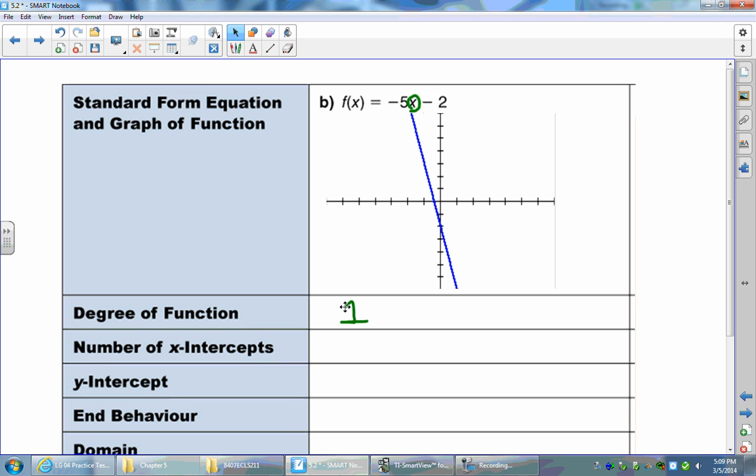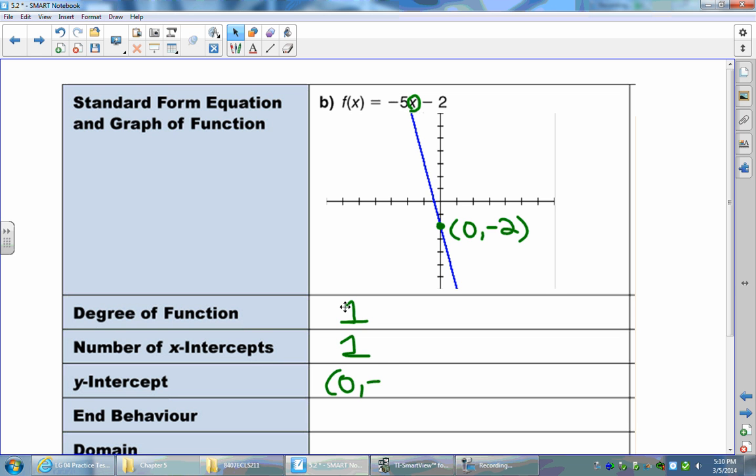Now the number of x-intercepts, as you can see, this line is going to cross the x-axis once. So the number of x-intercepts for any linear function is going to be 1. The y-intercept, it might be a little bit difficult to see, but it's crossing here at y equals negative 2, or we could say (0, negative 2).